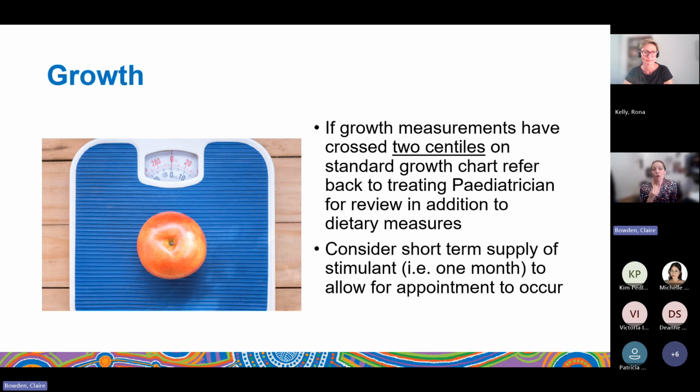So if it becomes more complex, the child crosses 2 centiles on the standard growth chart, then really you need to be re-reviewed by the treating paediatrician, in addition to enacting those dietary measures. And obviously we all know about access issues to the paediatrician, so sometimes providing a short-term script of about a month to allow that appointment to occur is worthwhile.